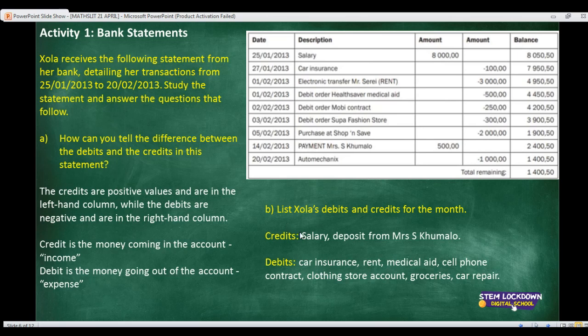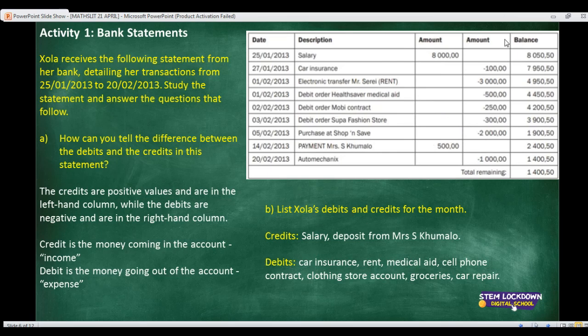So beginning here, we list Xola's debits and credits for the month to show that you understand which one is credit and which one is debit. Money that came into Xola's account is the salary, which is 8,000 rands on the 25th of January. And then there's money again, 500 rands, which came in on the 14th of February, which was payment from Mrs. S. Kumalu. Those two are the credits in this account. That means that is the money that came into the account, income in the context that you understand.